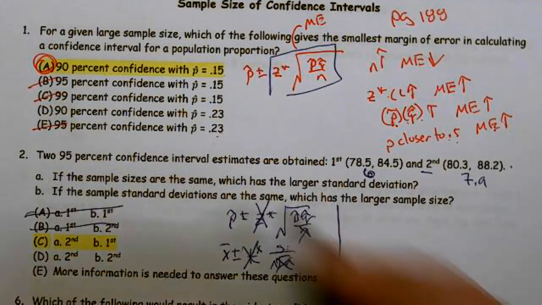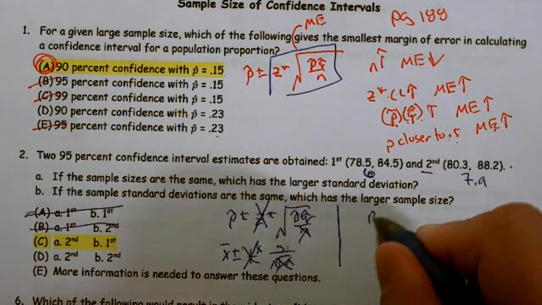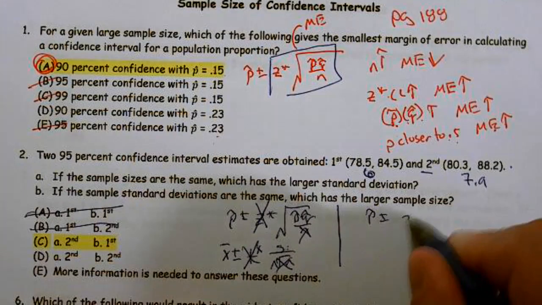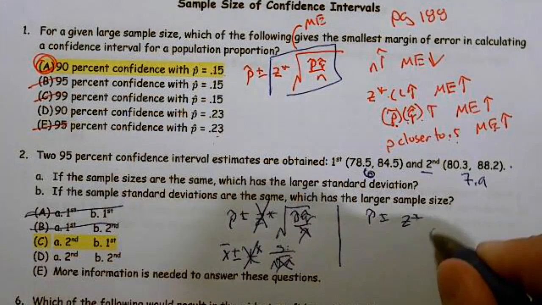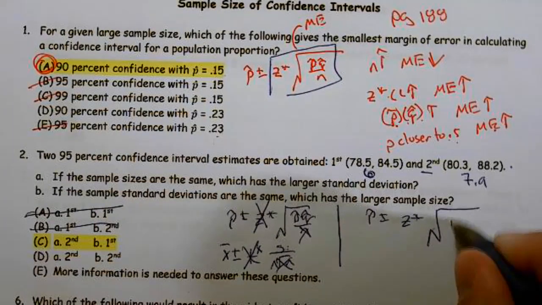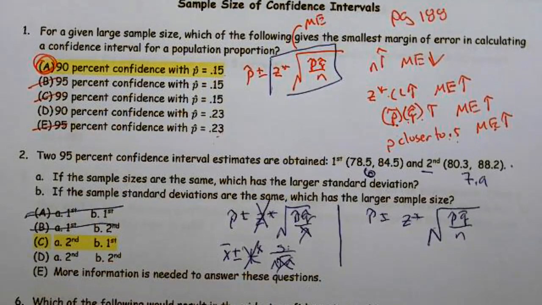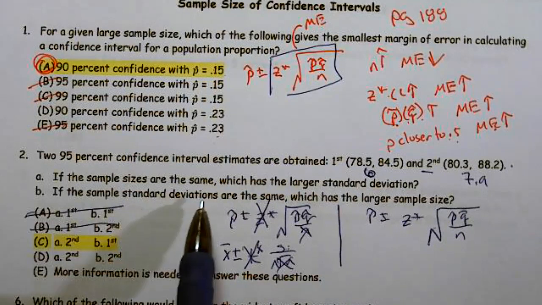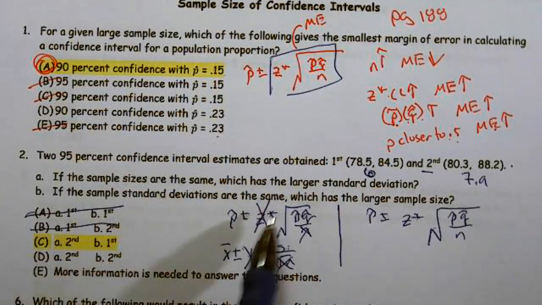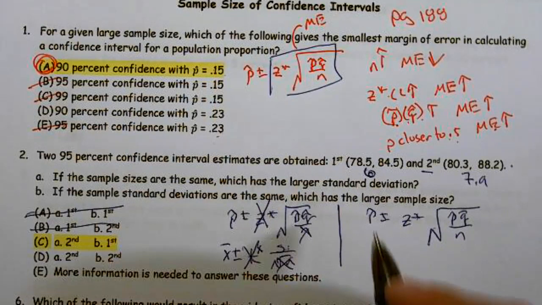So I'm going to rewrite those formulas, and I have p hat plus or minus z star, p hat, q hat, n. And here they say if the sample standard deviations are the same, which has the larger sample size?